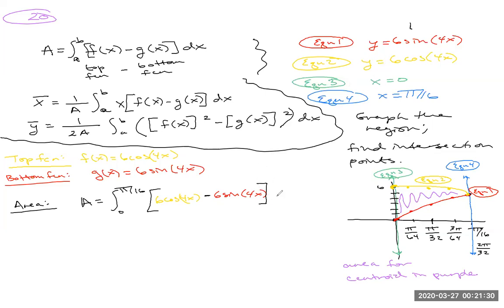And then dx. So I'm going to factor out a 6. 0 to pi over 16 still. Now we have a cosine 4x minus sine 4x dx.